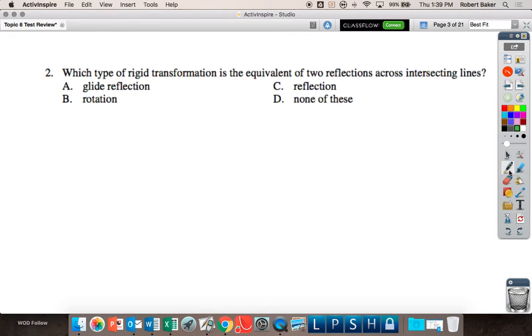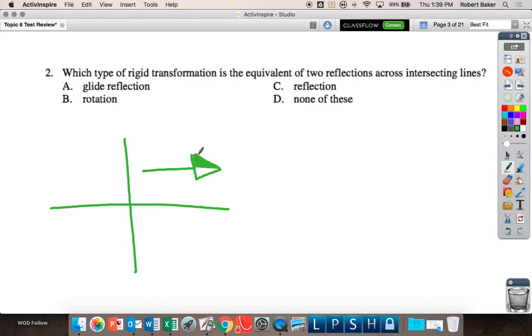All right, so the second question was back on 8.6. What type of transformation is equivalent to two reflections across intersecting lines? Now, if you can't figure that out, you can draw intersecting lines. And you can draw a shape that is easily identified as reflected. I like to draw this one. I draw an arrow like that.